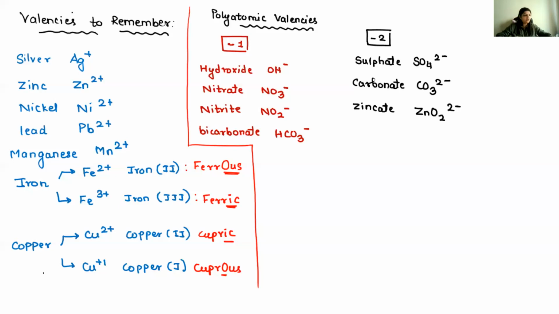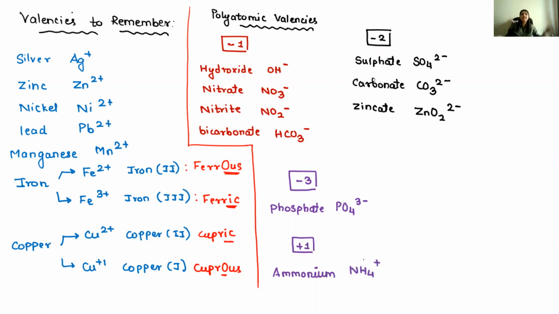So -1, -2, then coming on to the next one, which is -3. We have only one valency in -3, which is phosphate, PO4 3 minus, and one valency as +1, which is ammonium, that is NH4 plus. So these are the valencies which you have to remember.